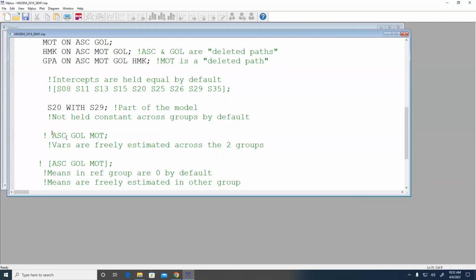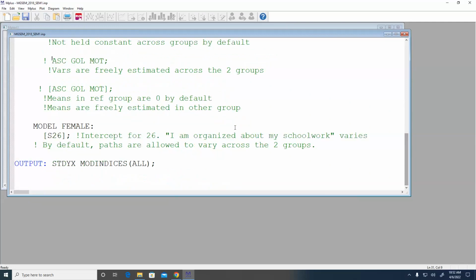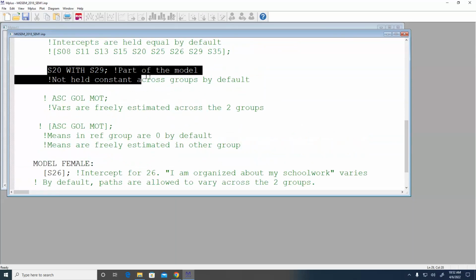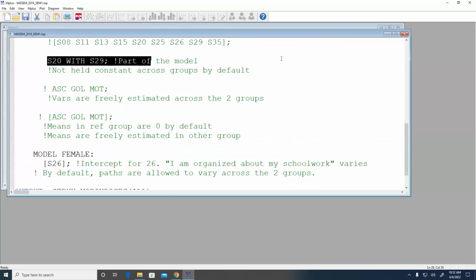And that the means and intercepts of the latent variables in the reference group are going to be 0 by default, and they're going to be freely estimated in the other group. And then finally, this error covariance, which I do need to have in there because otherwise it wouldn't be part of my model, is not going to be held constant by default across the groups either. So I think what's most important here is just the notes that I'm giving you about what the defaults are.